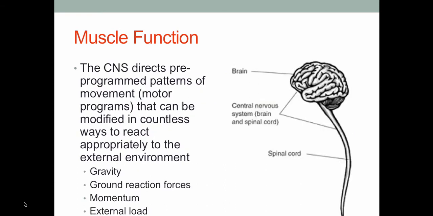The central nervous system directs the pre-programmed patterns of movement, or motor programs, that can be modified in countless ways to react appropriately to the external environment. The external environment can give many opportunities for change, such as gravity or ground reaction forces, or momentum or external load, and the central nervous system has to be ready to take those sensations in and adapt the movement according to what's happening to the human movement system.